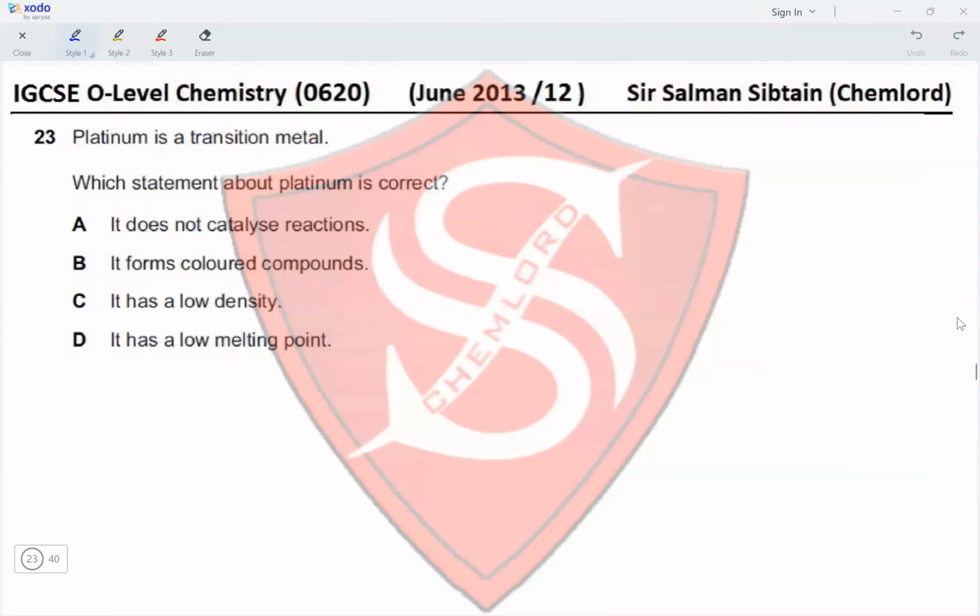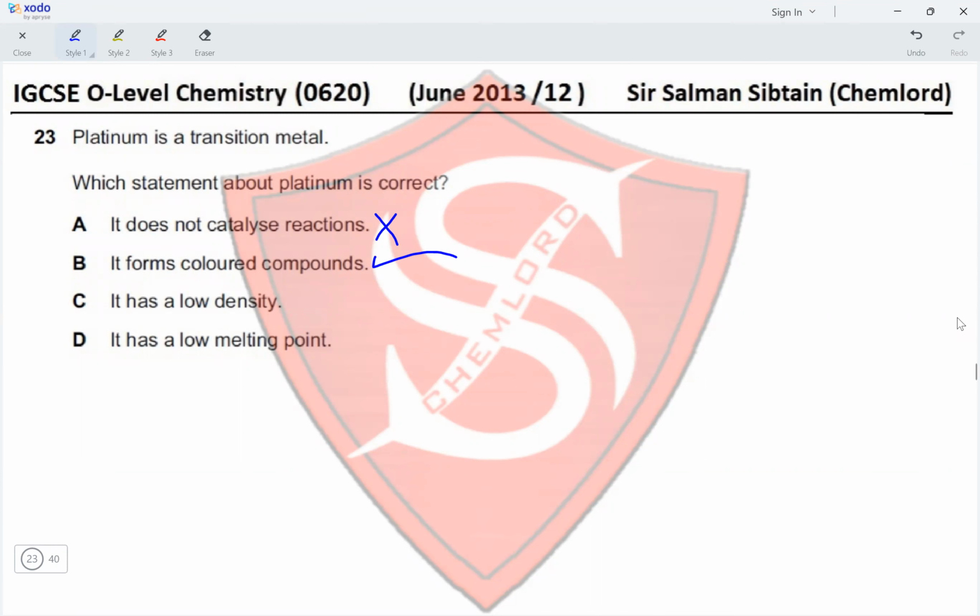Question 23. Platinum is a transition metal. Which statement about platinum is correct? A. It does not catalyze reactions. No. A property of transition metals is that they act as catalysts. B. It forms colored compounds. This is a correct property.